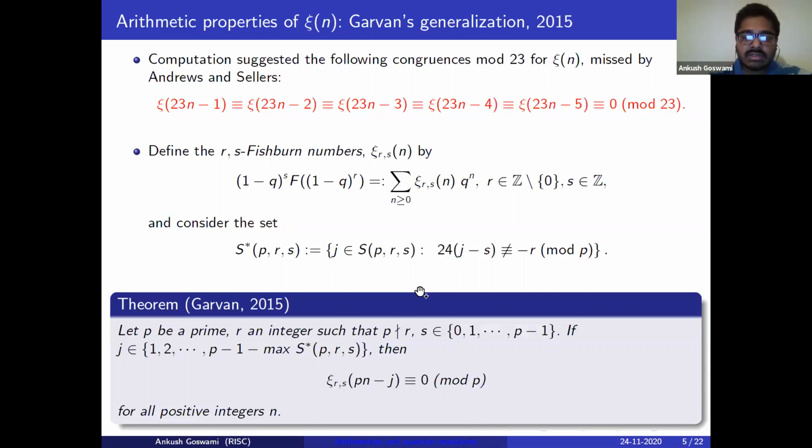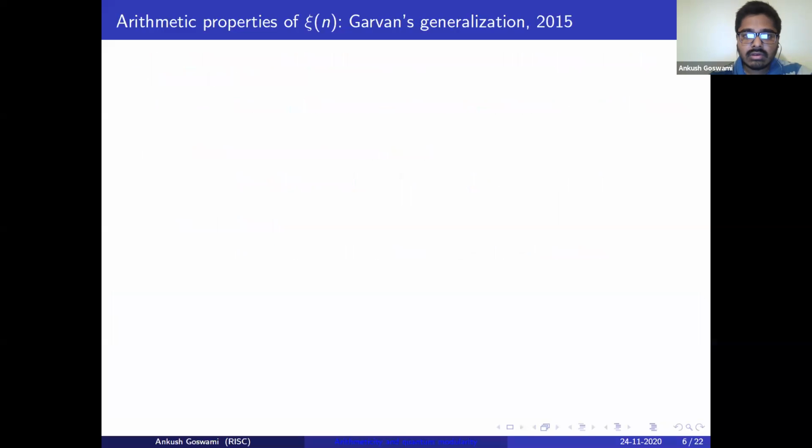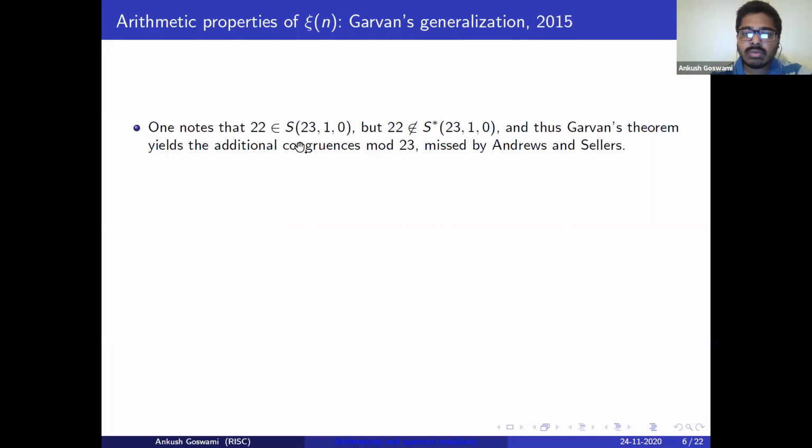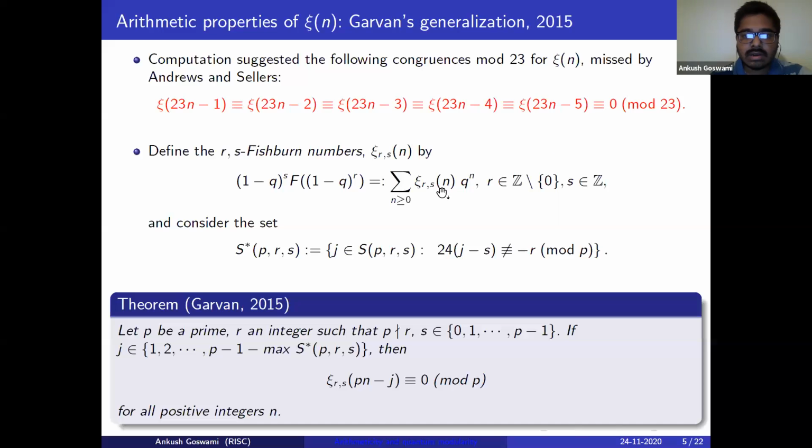Okay, so this is Garvan's result, and as you can see in the 23 case, when p is 23, one can easily see that 22 belongs to S_{23,1,0}, and so you do not get any congruences using Andrews and Sellers. However, 22 does not belong to S star_{23,1,0}, and you get congruences using Garvan's theorem. And these are precisely the congruences that you see here.